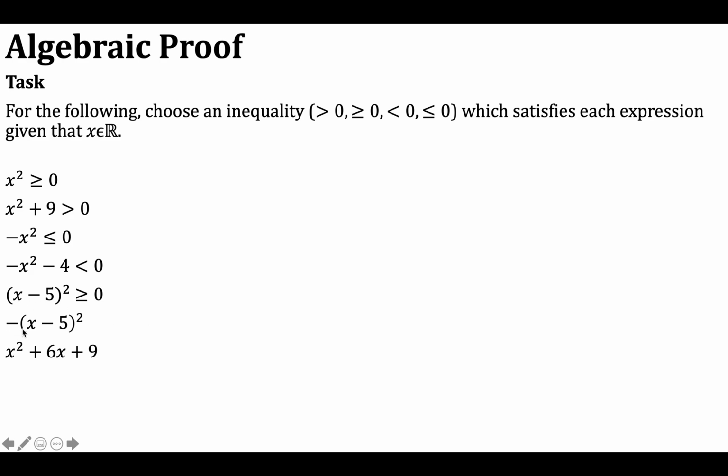Now, the negative of x minus 5 all squared, again similar to negative x squared, is less than or equal to 0. And finally, we've got x squared plus 6x plus 9. Now, that actually is very similar again to the first one and to the x minus 5 all squared, because what we have here is x plus 3 all squared. So that is a perfect square there, and it's greater than or equal to 0. It will always be positive or equal to 0. So this task here will hopefully help us as we move on to look at increasing and decreasing functions.